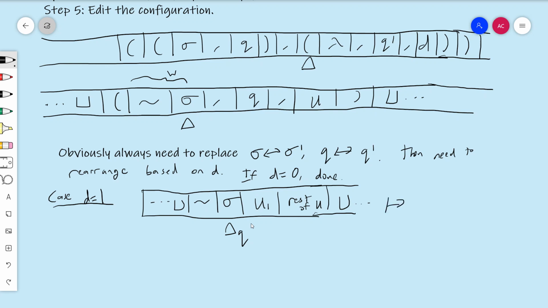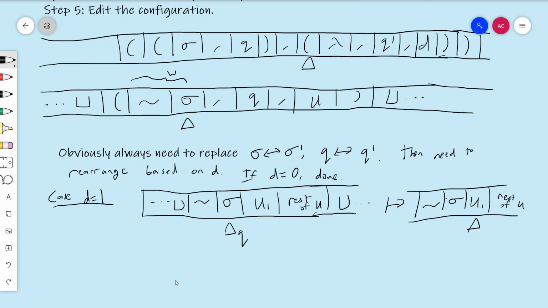And then after doing the instruction, what it ends up having is the stuff, then sigma prime, and then U1. That's where the cursor is now, in state Q prime, and then rest of U. So the division between W and U has to change. I have to bring the first character of U over to this side. That's going to require some rearranging, but that's the rearranging we have to do.